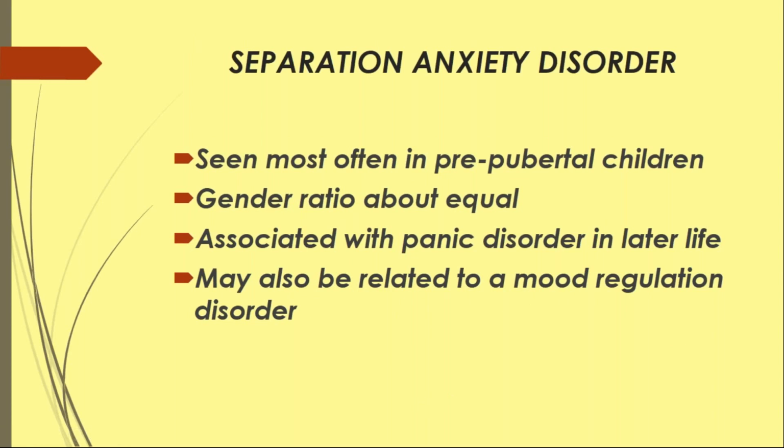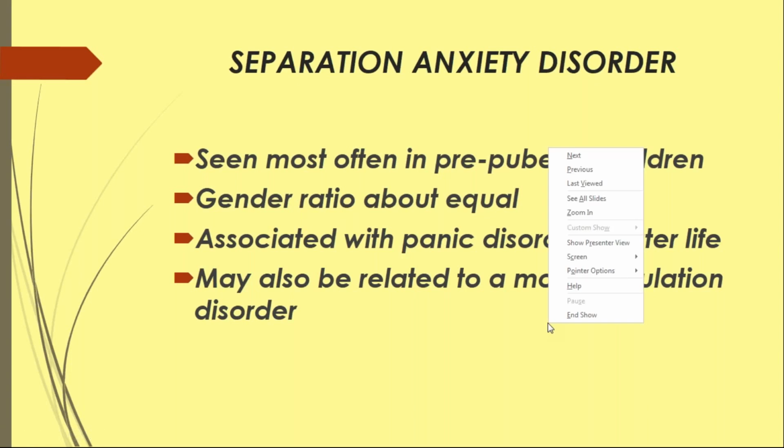We see separation anxiety more often in children prior to puberty. It is less common to emerge in adolescence. We see it fairly equally in males and females, and there does seem to be some association with panic disorder later in life. We see a lot of separation anxiety in children with mood regulation disorders. So they have a lot of trouble separating, usually from the mother, but then the mother also will be the person that gets a lot of their anger.